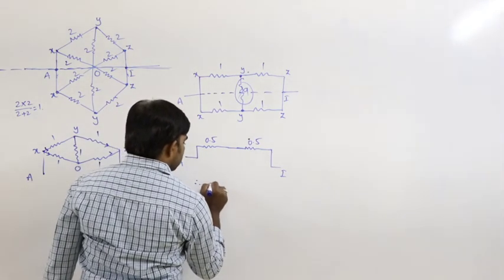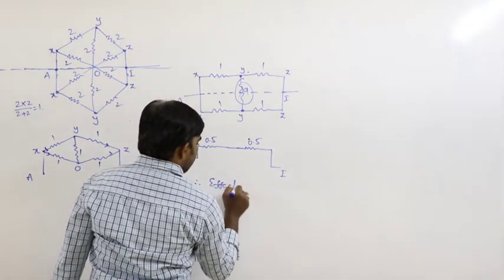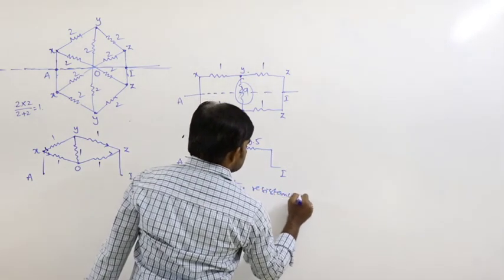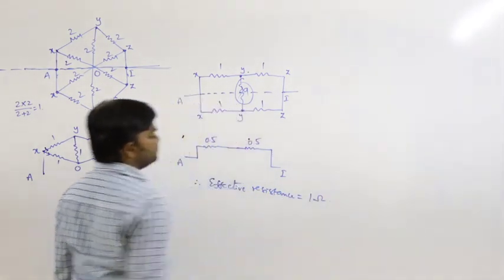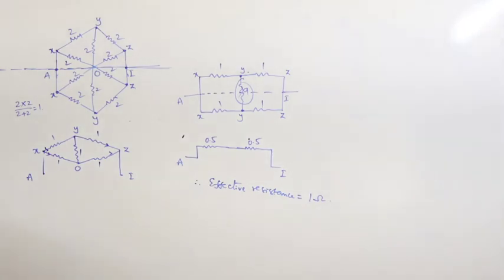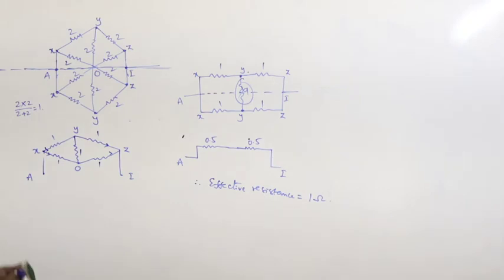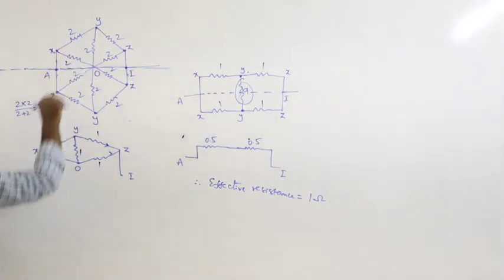Therefore, the effective resistance is equal to 1 ohm. So for this total combination the effective resistance is 1 ohm. So here I am applying folding symmetry.